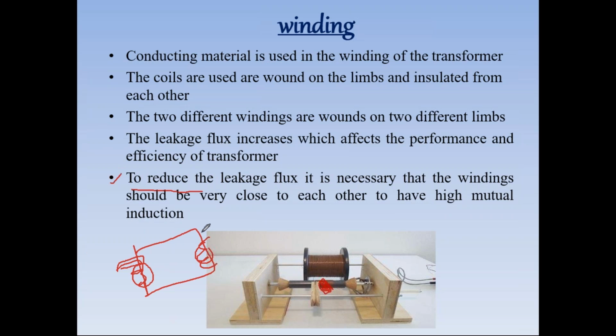One is that while winding on the limb, we have to provide insulation on the core to avoid a short circuit. At the same time, the windings should be very close to each other to reduce the leakage flux and maintain the mutual induction.